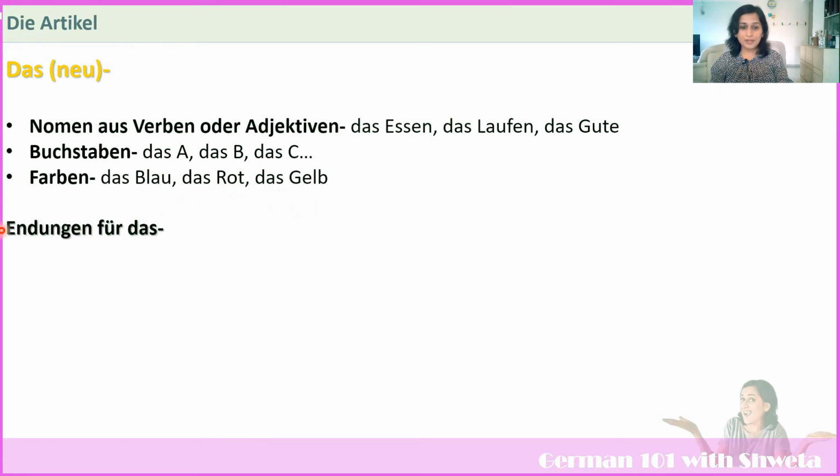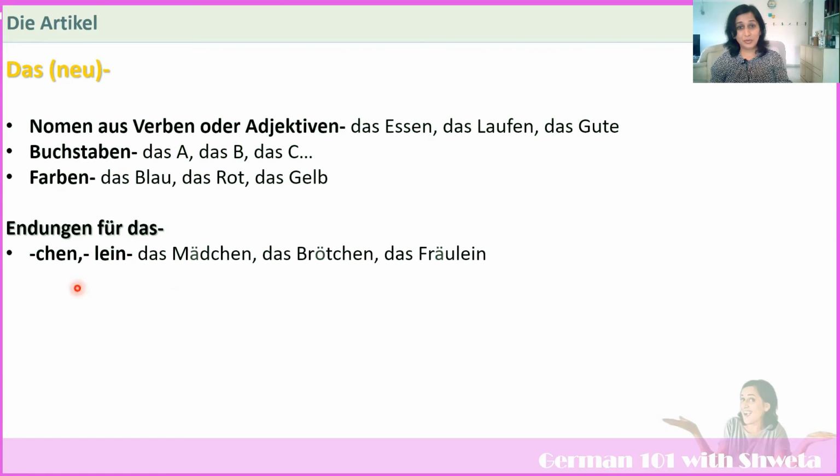Moving on to further tips, Endungen für das, endings for das. If nouns have following endings, then mostly their articles will be das. Again, mostly because there will always be exceptions. Die Nomen, die mit chen und lein enden. The nouns that end with chen und lein. Zum Beispiel das Mädchen, the girl. Das Brötchen means the bun. Das Fräulein means the young lady or miss. You see, das Mädchen means a girl, but it has neutrum article, not a feminine article.